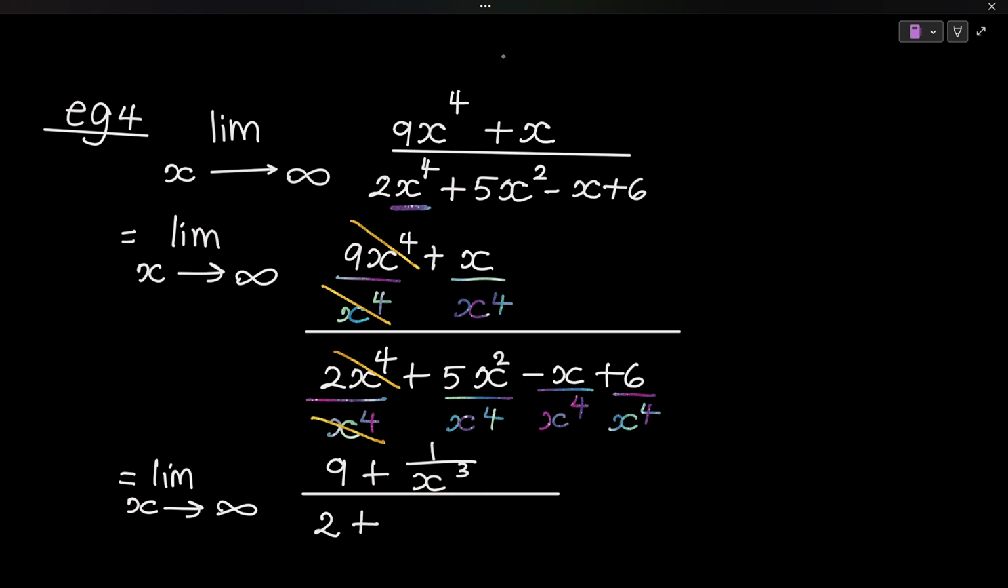Second term, we've got 5x squared over x to the power 4. We're going to be left with 5 over x to the power 2. We have x over x to the power 4. That's going to be 1 over x cubed. And lastly, we are left with 6 over x to the power 4. So that didn't change. Now that we have simplified, we can make use of the limit.